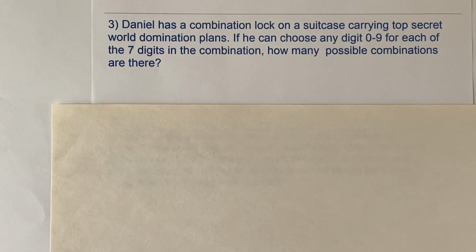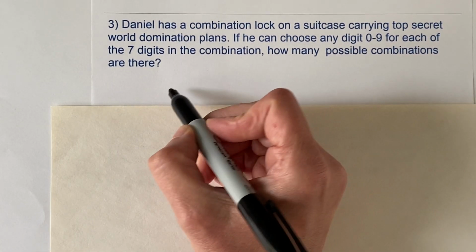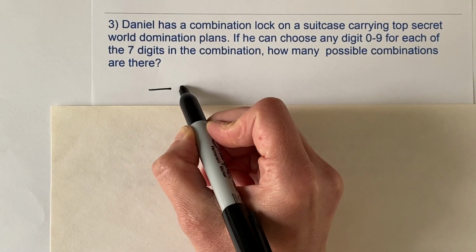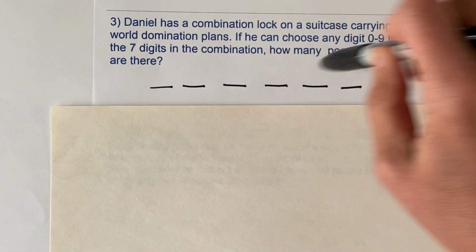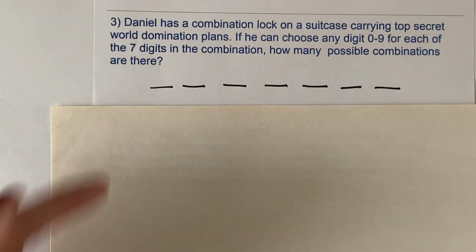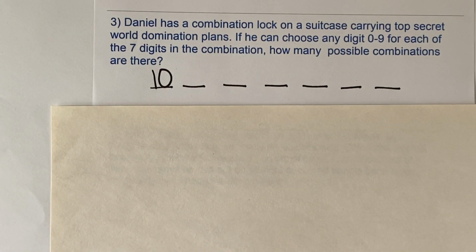Okay. Daniel has a combination lock on a suitcase, carrying top secret world domination plans. If he can choose any digit 0 through 9 for each of the 7 digits in the combination, how many possible combinations are there? Okay, so let's be clear, 0 through 9 digits is really 10 digits because 0 counts as a digit. So here's my combination lock, right? Choice 1, 2, 3, 4, 5, 6, 7. Daniel's going to choose the numbers that go in there. For choice 1, he can choose 10 different digits to go in choice 1.